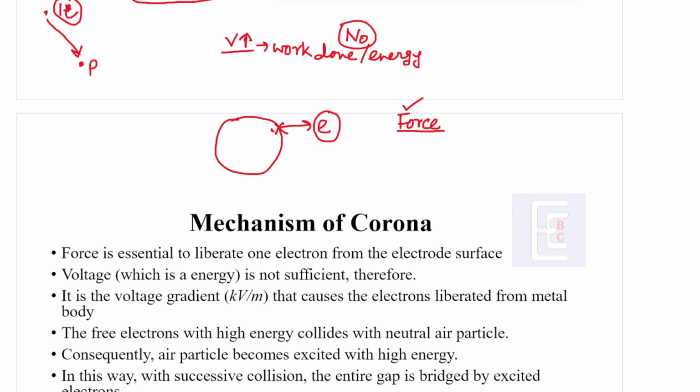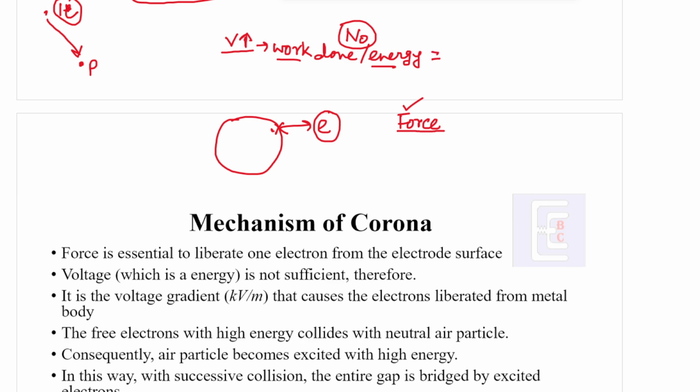So it is evident that voltage is not a force. You have to apply force to liberate an electron from the metal surface. As voltage is nothing but work done or energy, voltage cannot liberate an electron from the metal surface or electrode surface. So what is the answer then?